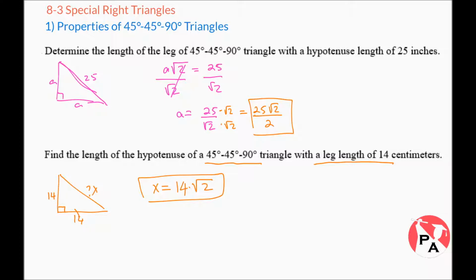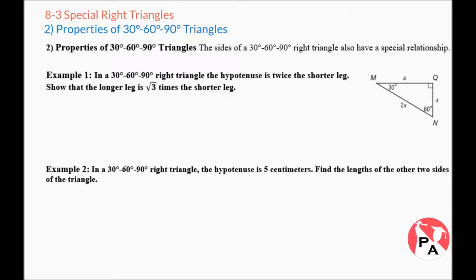Guys, the second part of the lesson is about properties of 30, 60, 90 degree triangles. This is another common triangle in geometry. So the first example explains what kind of things we have in a 30, 60, 90 triangle. I will really need you to focus on this question because it will require you to pay more attention than the previous ones. So please make sure you're on task and listen very carefully.